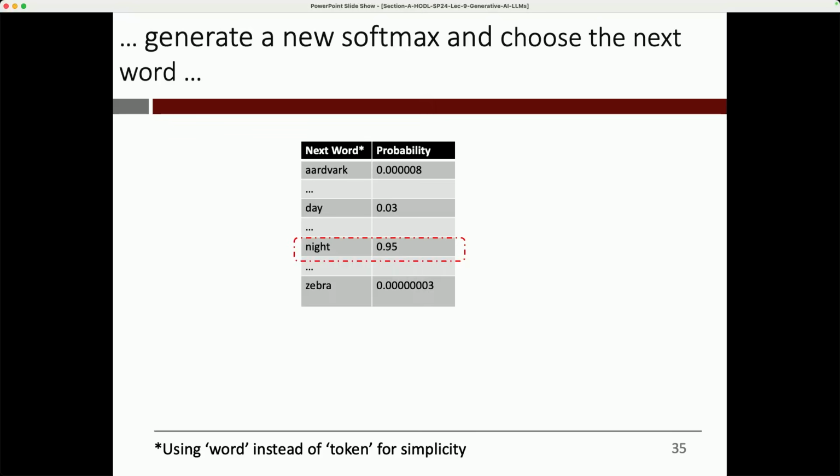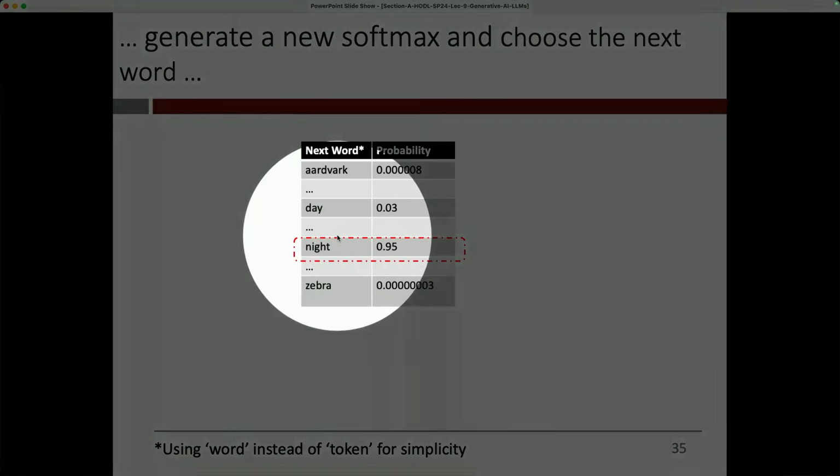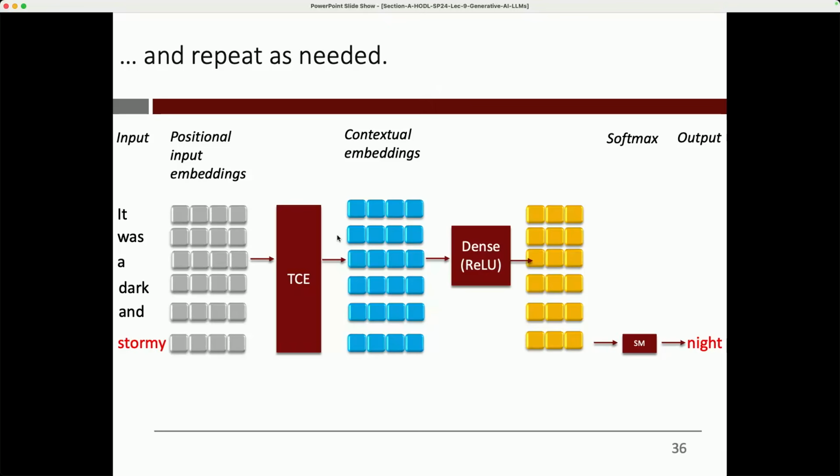We do that. We get another table. And this table keeps changing because the softmax is different for each time you run it through, because the input has changed. So you get a new table, and it turns out the most likely one is night. Okay? And then we attach it, so night comes out the other end. And we attach night here, and we keep on going.